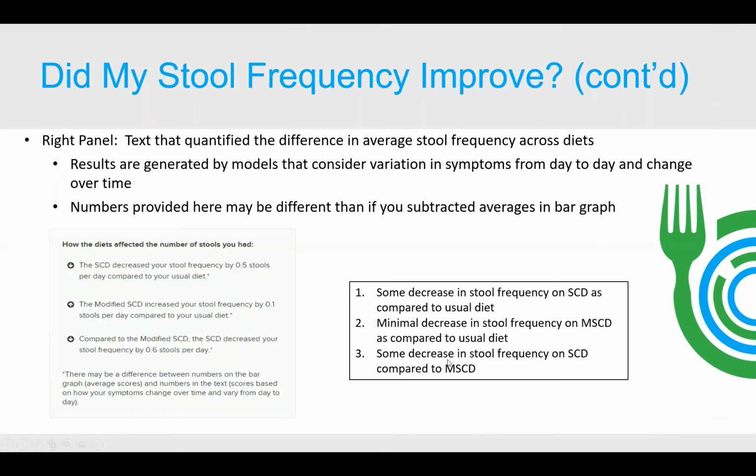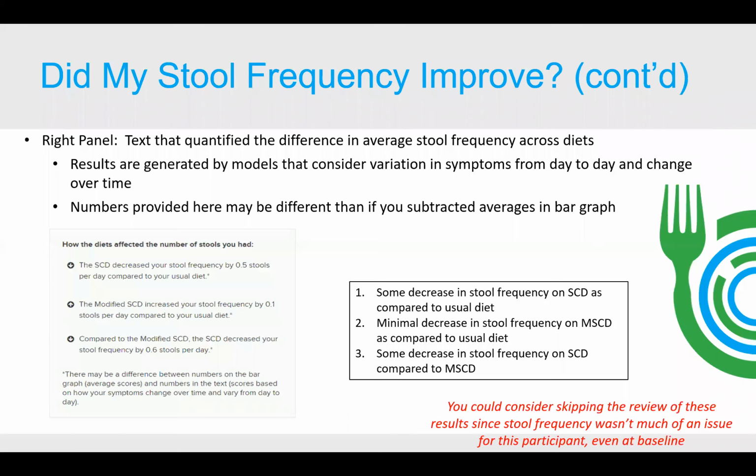So the way I would interpret this is that there's some decrease in stool frequency on the SCD as compared to the usual diet, minimal decrease in stool frequency on the MSCD compared to the usual diet, and some decrease in stool frequency on the SCD as compared to the MSCD. But again, you could consider skipping these results because the stool frequency really wasn't much of an issue for this participant.